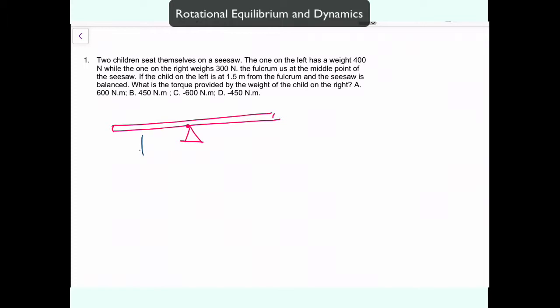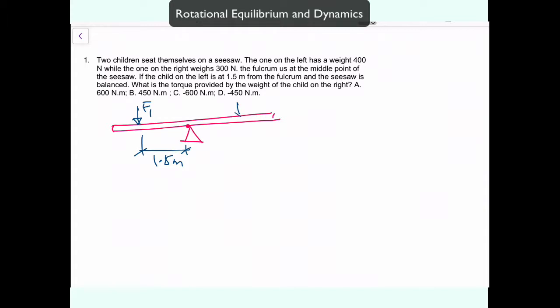If the child on the left is 1.5 meters from the fulcrum, so let's say this distance, where child 1, for us, you can consider this as your force 1. Force 1 is weight 1. It's 1.5 meters from the fulcrum, and the seesaw is balanced. That means it's under the condition of rotational equilibrium. What is the torque provided by the weight of the child on the right?